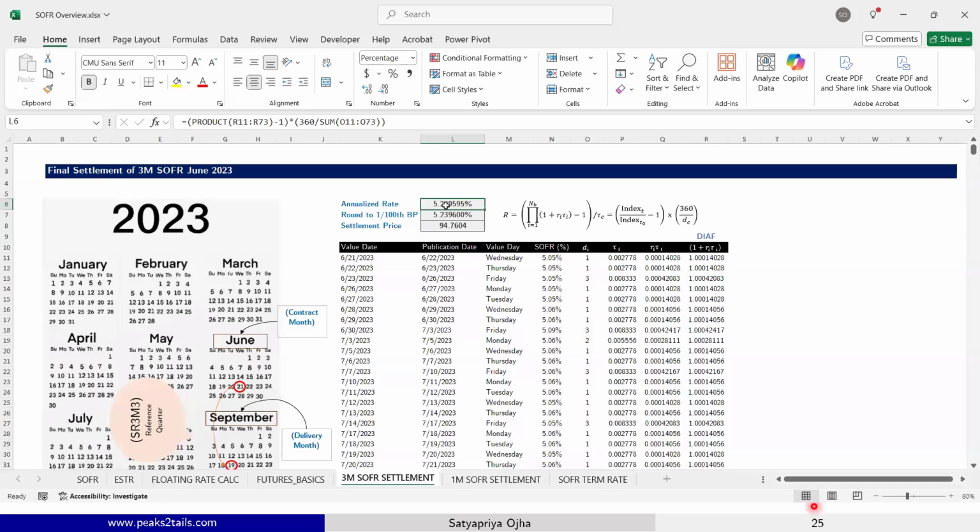5.239, whatever it is. Next step is to round it to 1/100th of a basis point. And this is my final settlement rate. And your settlement price is 100 minus that. 94.7604 is your final settlement price. Any questions? This is based on pure geometric compounding that we just discussed. That is how the 3-month future settlement happens.